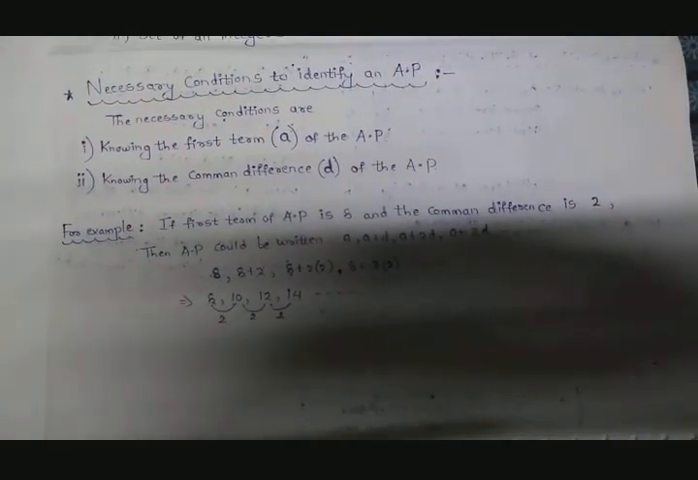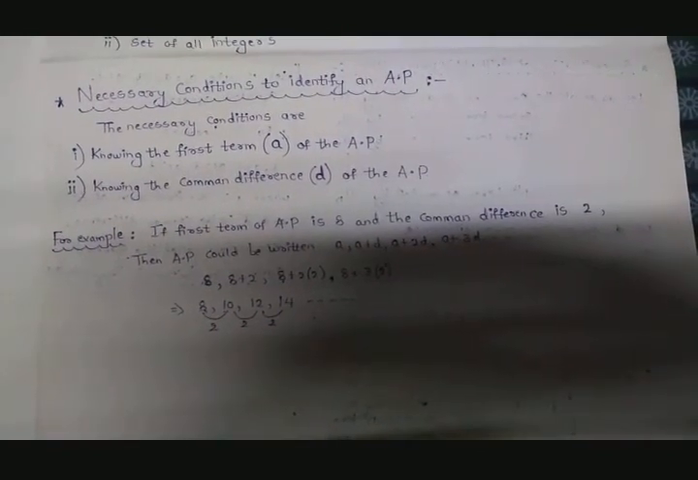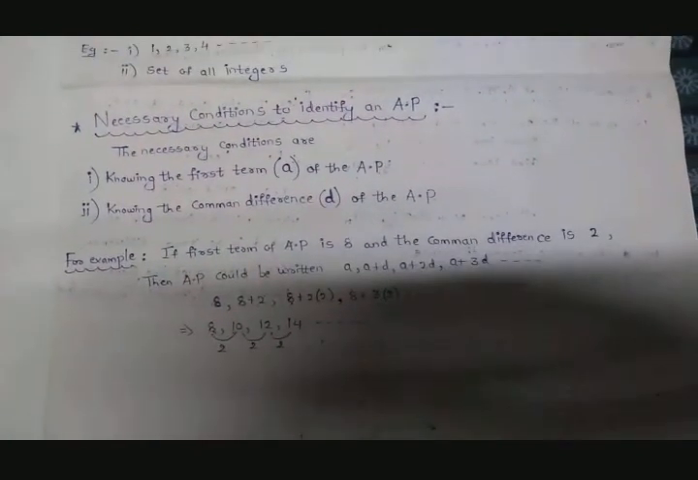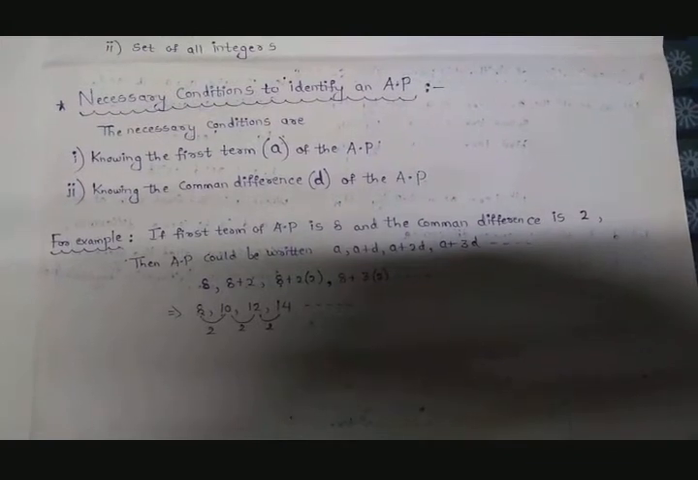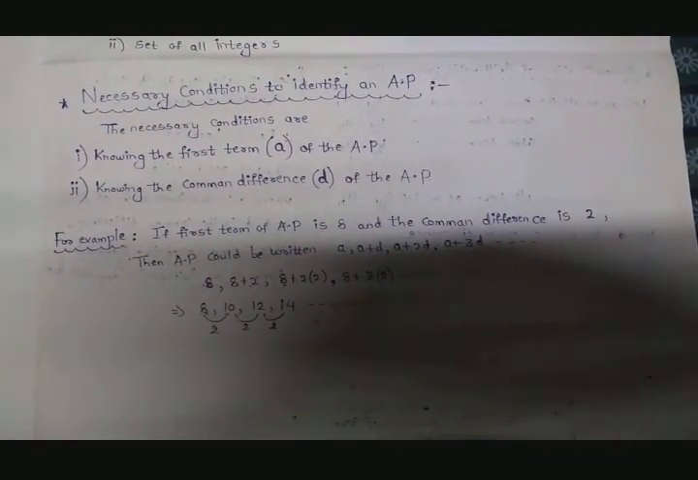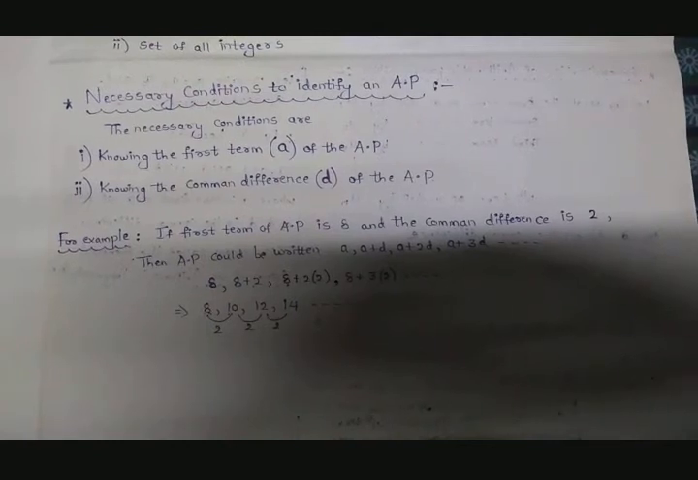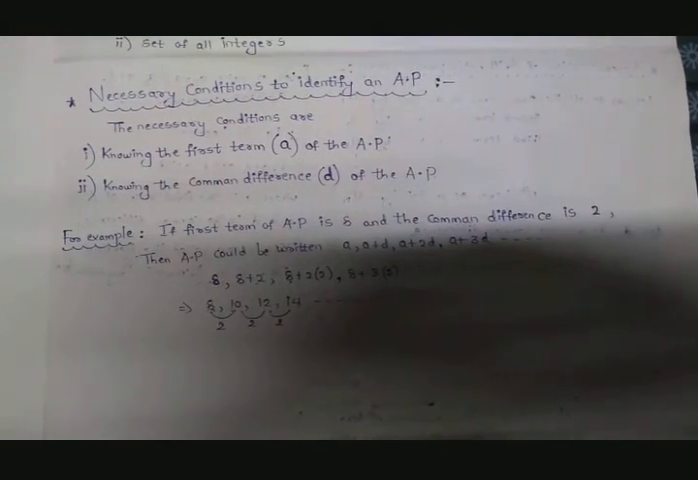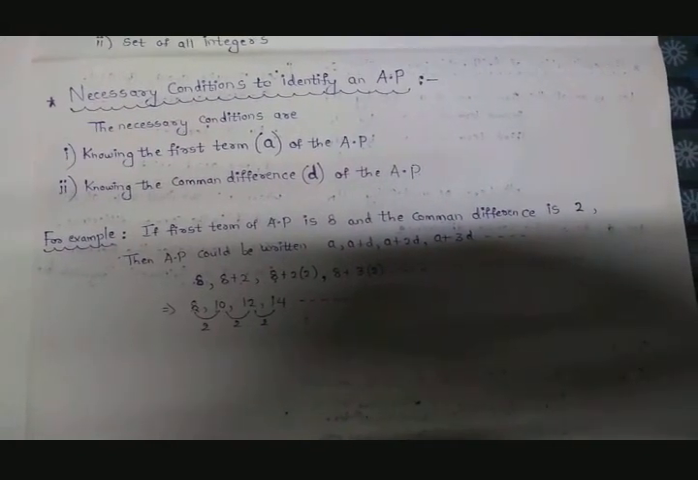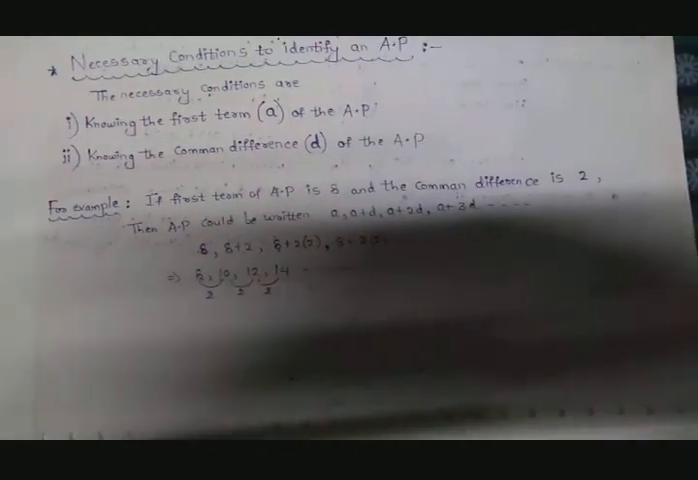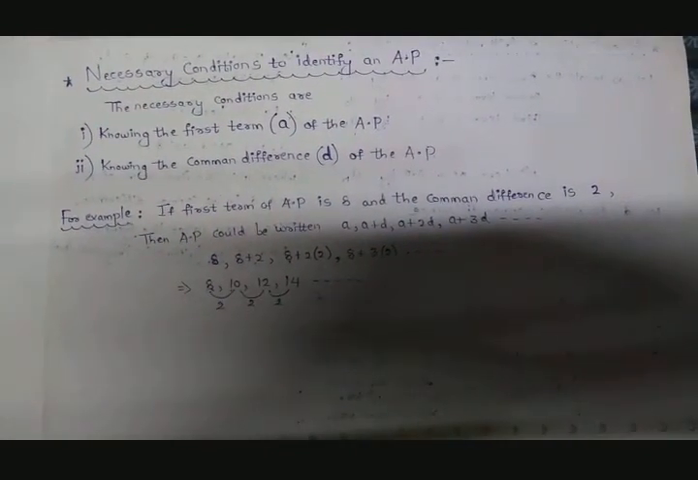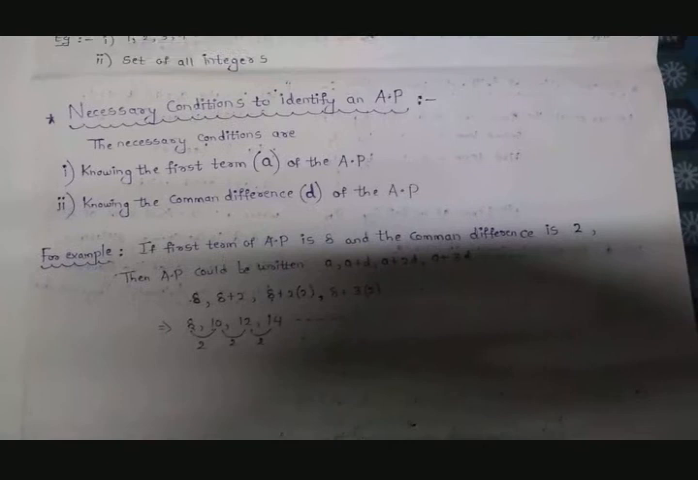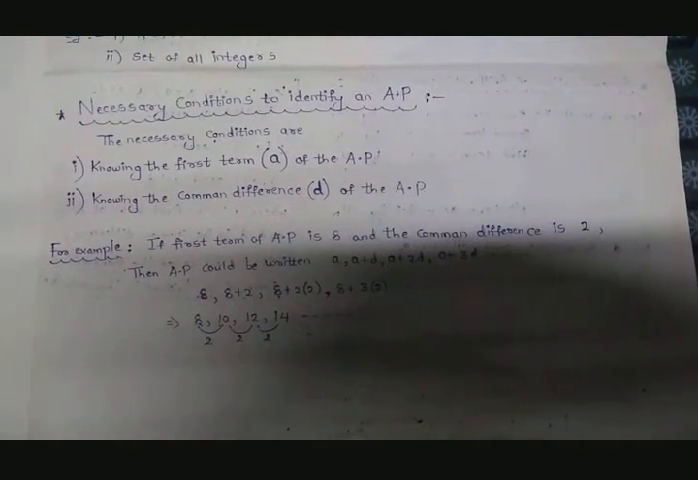So for example, if the first term of an AP is 8 and the common difference is 2, then the AP could be written, just writing the generalized form, as a, a plus d, a plus 2d, a plus 3d, and so on. We know the first term of an AP, that is the value of a, is equal to 8, and then you go on adding the common difference, which is 2: 8 plus 2, then 8 plus 2 into 2, then 8 plus 3 into 2, and so on. So you'll have the series 8, 10, 12, 14, 16, and so on. So these are the necessary conditions to identify an arithmetic progression.